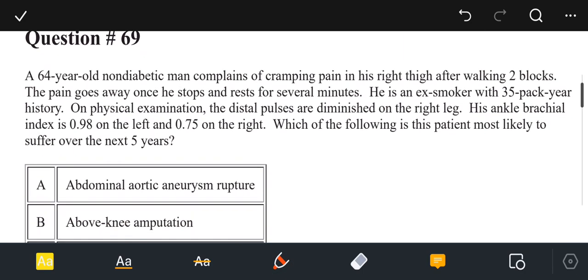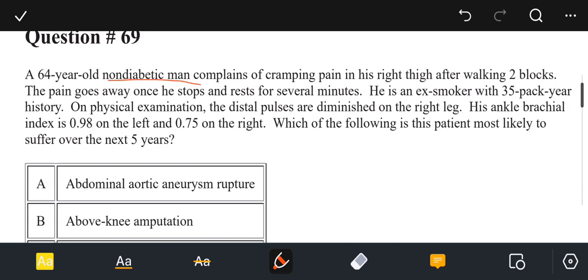Then question number 69 is about a 64 years old non-diabetic man who complains of cramping pain in his right thigh after walking 2 blocks. The pain goes away once he stops and rests for several minutes. He is an ex-smoker with 35 pack year history.